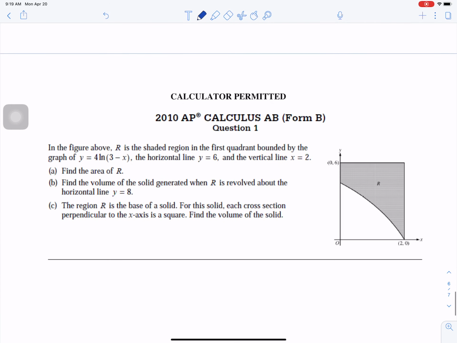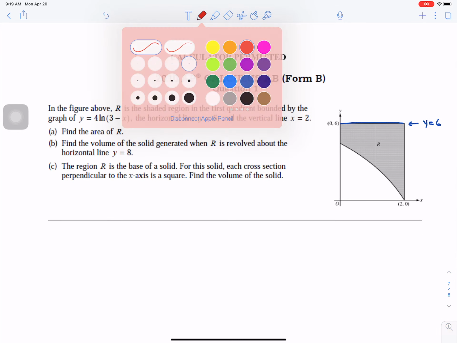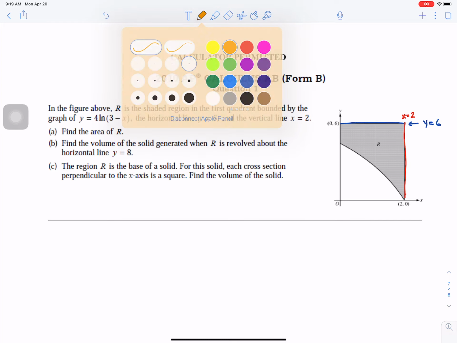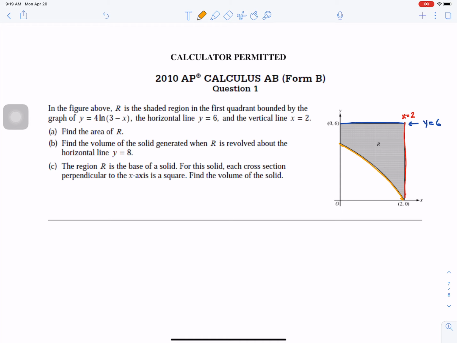And again, find the area. In this example, in the figure above, R is the shaded region. It's bounded by the horizontal line y equals 6, the vertical line x equals 2, which is this, and the function y equals 4 ln 3 minus x. So this is my region R. Find the area of R.